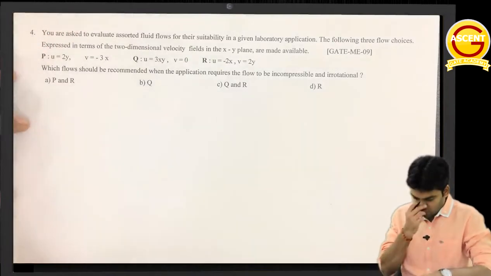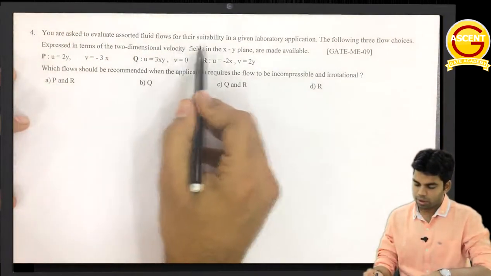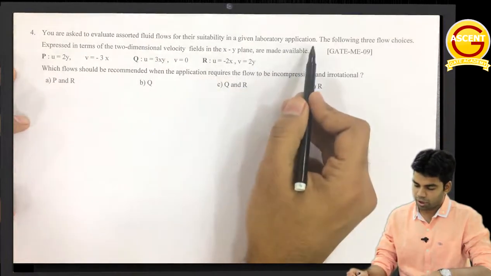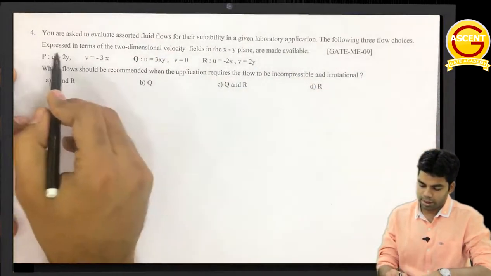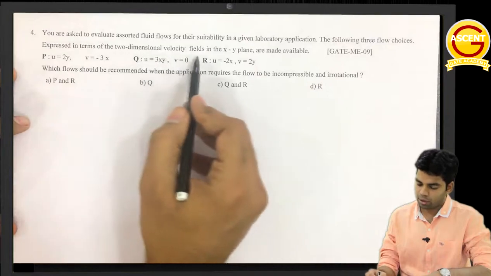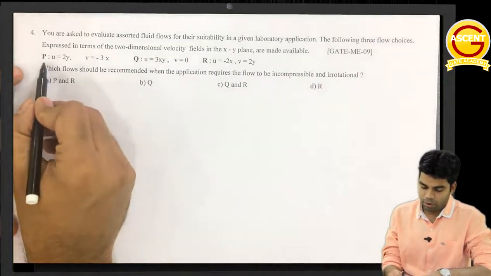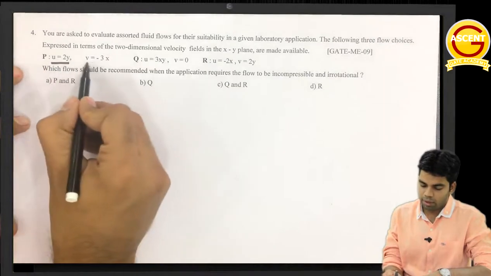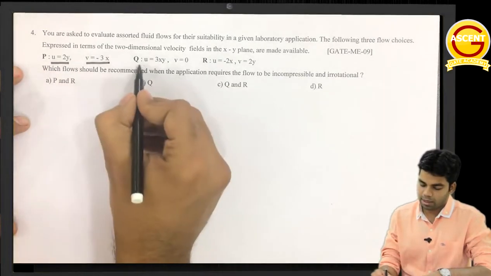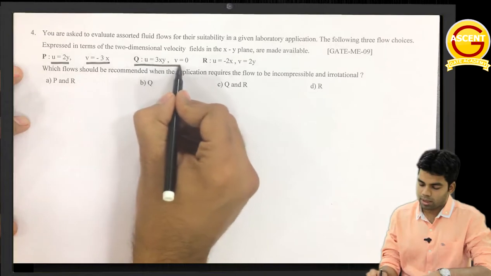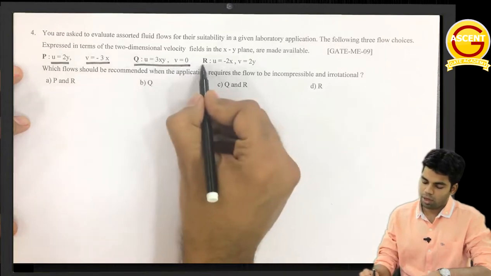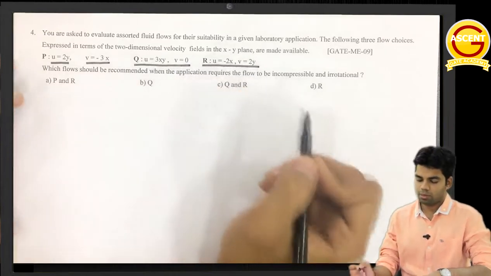You are asked to evaluate assorted fluid flows for their suitability in a given laboratory application. The following three flow choices, expressed in terms of two-dimensional velocity fields in the xy plane, are made available. For P, u is 2y and v is minus 3x. For Q, u is 3xy and v is 0. For R, u is minus 2x and v is 2y.